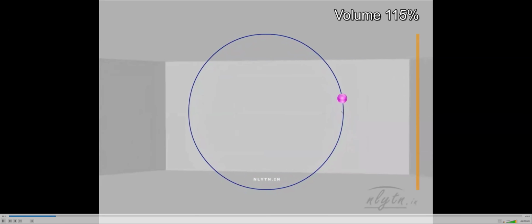So look at this thing. It looks like it is going in a straight line, but when you actually turn it, that is a uniform circular motion when viewed from the side. It is a simple harmonic motion.